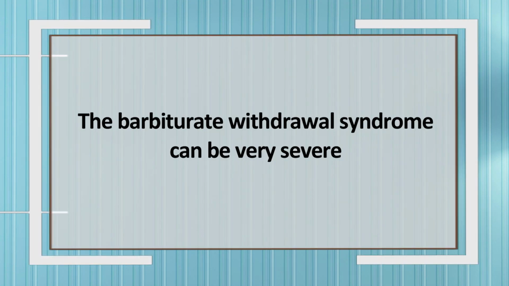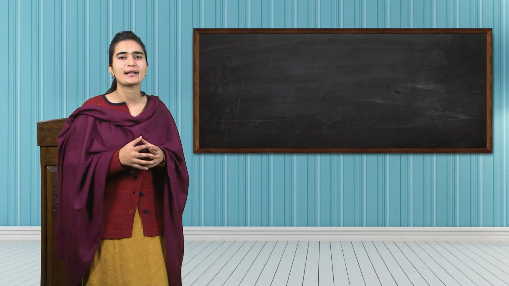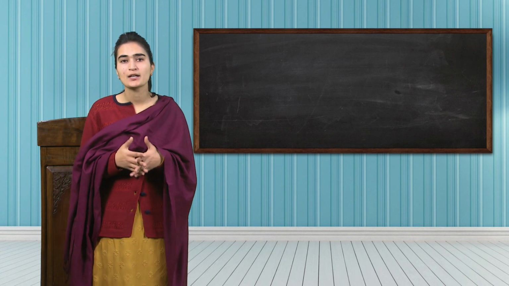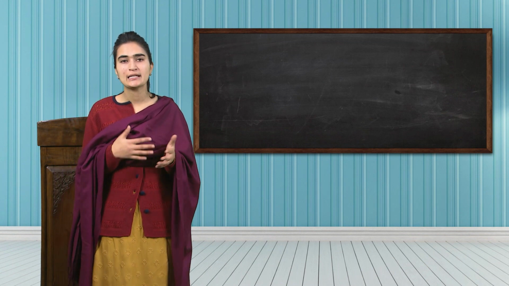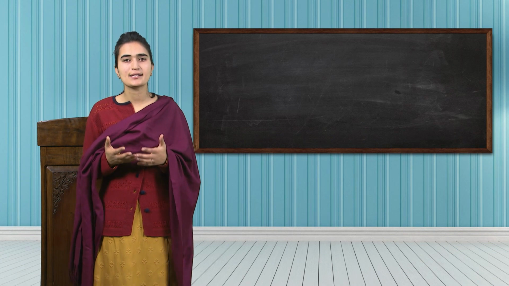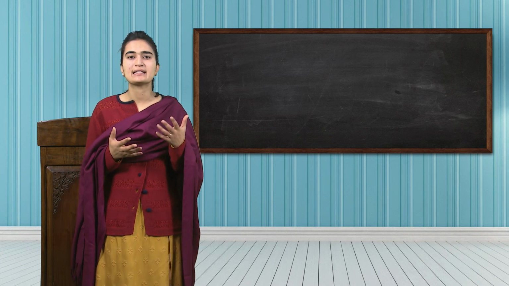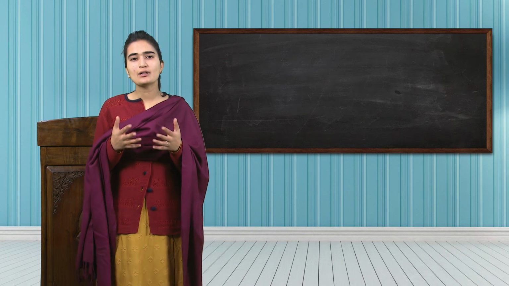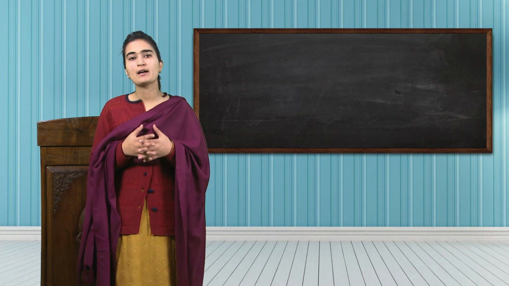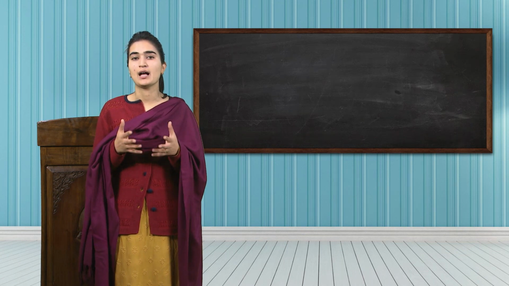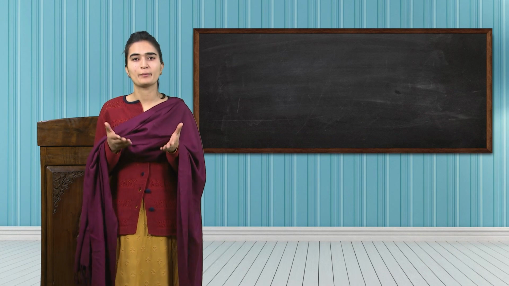The barbiturate withdrawal syndrome can be very severe. It is usually characterized by marked restlessness, tremors, hypotension, seizures, and in severe cases, a psychosis resembling delirium tremens. The withdrawal syndrome is at its worst about 72 hours after the last dose. Coma followed by death can occur in some cases.